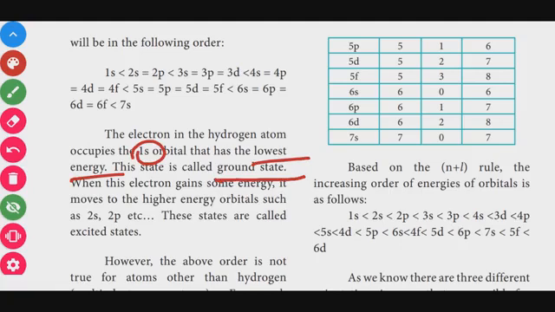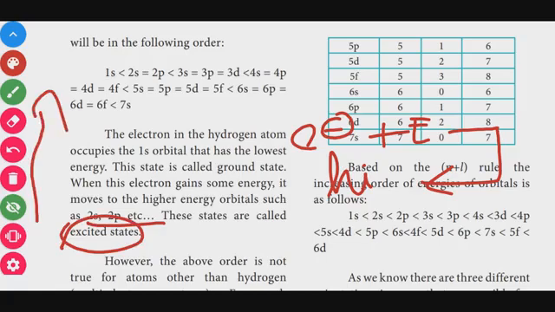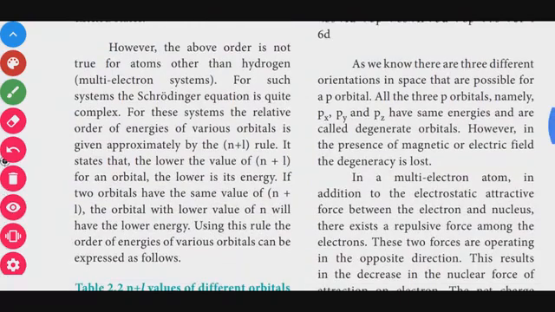Okay, when this electron gains some energy, it moves to a higher energy state. That energy state is a higher energy orbital, 2s, 2p. This is the excited state. So it is going from the ground state to a higher state. Okay, and then, however, the above order is not true for atoms. It is not correct for a multi electron system, only for hydrogen like atoms.